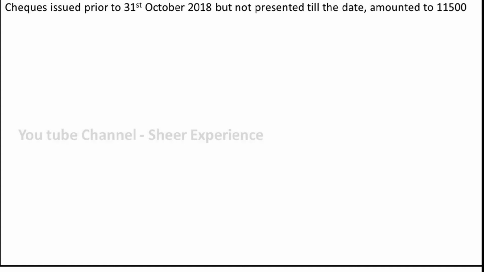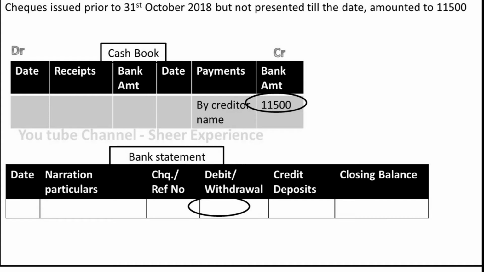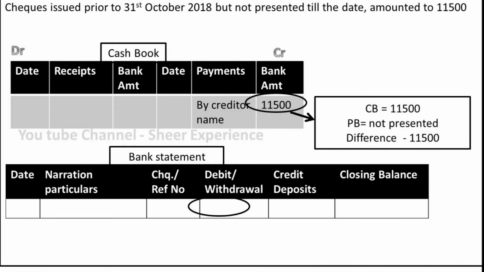The next transaction is checks issued prior to 31st October 2018 but not presented till the date, amounting to 11,500. Here the transaction states checks issued prior to 31st October, that means before the reconciliation date, and the checks are not presented for payment till that date. In the cash book, when the payment checks are issued, we mention it on the credit side under the payment side. But the same amount is not reflected in the bank statement because the checks are not presented for payment. So the difference between cash book and passbook is 11,500.